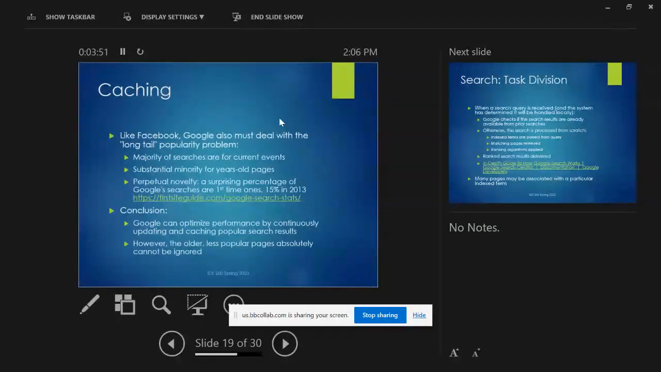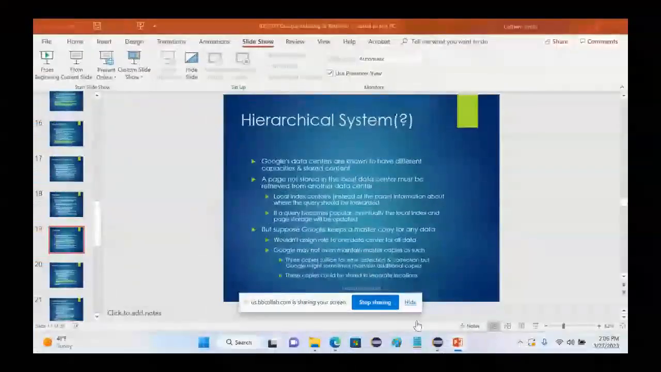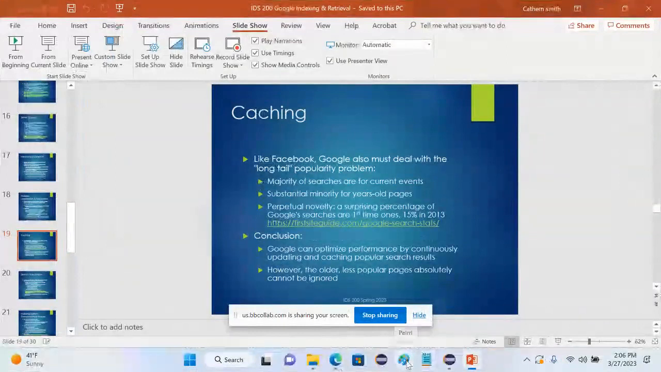All right. Second thing, just like Facebook, Google also has to deal with the long tail popularity problem. All right. So we talked about that with pictures.